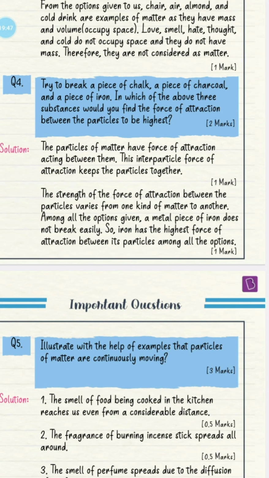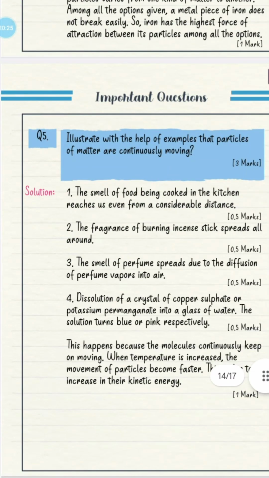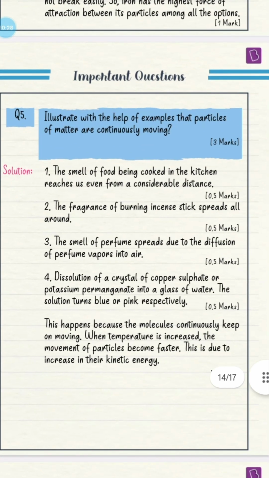Fourth question we have is, try to break a piece of chalk, a piece of charcoal, and a piece of iron. In which of the above three substances are the forces of attraction between the particles highest? First of all, we'll explain what is interparticle force of attraction, then we'll go towards the question. This is the way of writing answers in the exam. The strength of the force of attraction between the particles varies from one kind of matter to another. Obviously, among all the options given, a metal piece of iron does not break easily, hence it has the highest force of attraction.